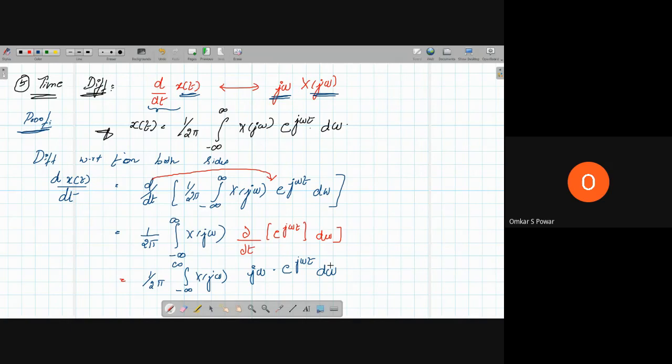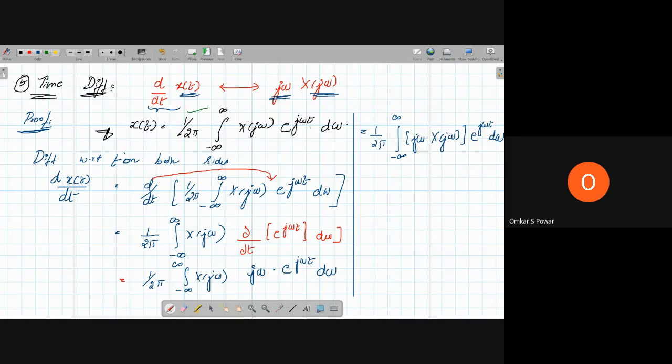Now this we can further simplify, so let me write it here itself so that it is easy for you to understand things. I can write this as 1 by 2π integral from minus infinity to infinity, jω into X(jω) on the left side, and on the right side e^(jωt) dω. Why I have written it on the right side here, I did not carry on to the next line, now you will understand.